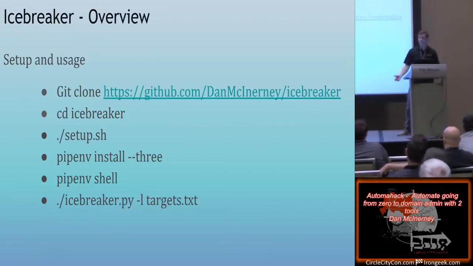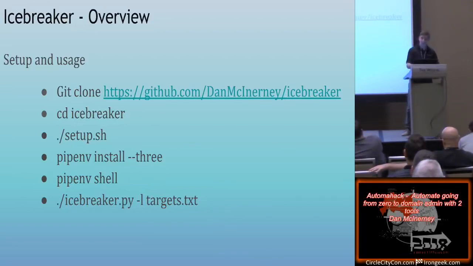It's pretty easy to set up. You're going to want to just git clone it. Then you just cd into the folder that you just git cloned. You're going to run the setup script, and then you're going to do pipenv install --three, which creates a virtual environment for Python, and then pipenv shell to enter the virtual environment. And finally, you can just run it as simply as this, icebreaker.py -l targets.